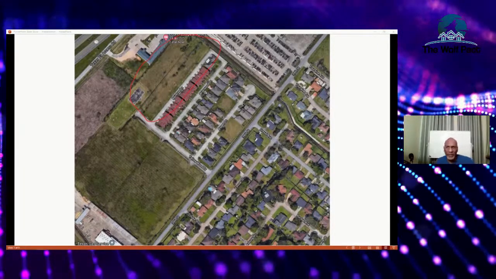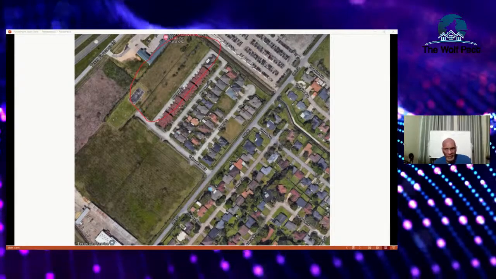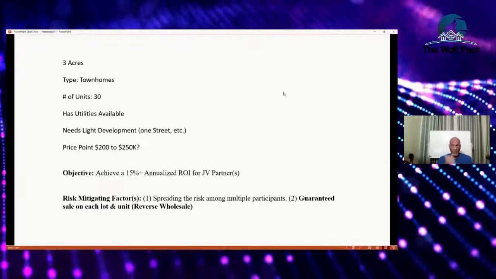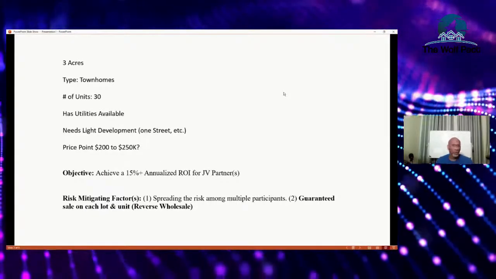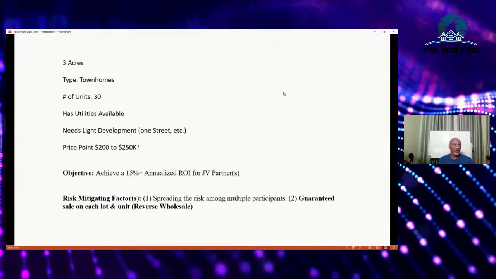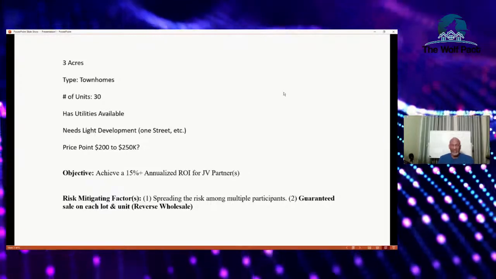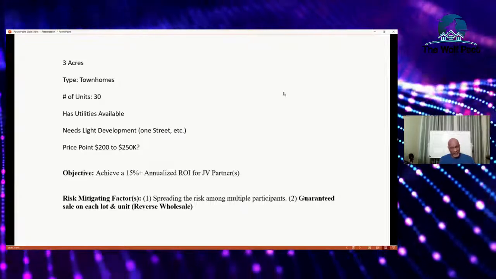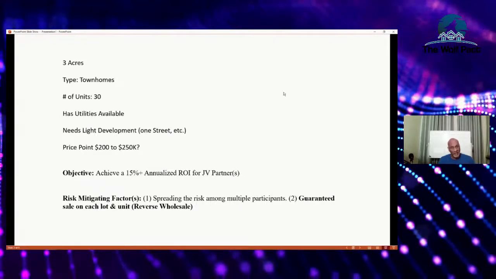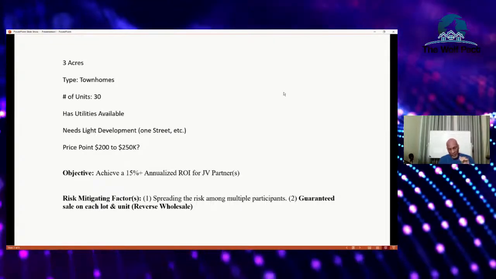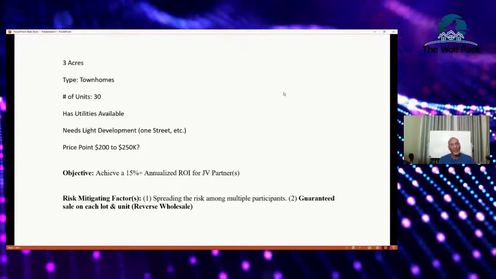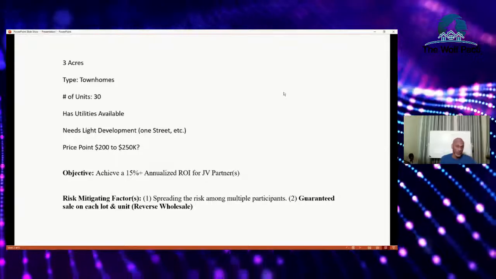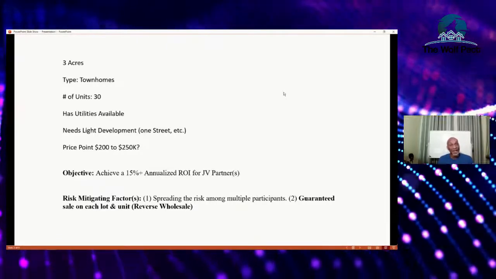So let's look at some of the specs. Okay, we got 3 acres. We're going to look at townhomes. We're going to look at 30 units. And again, this is how we would approach any land. Does it have access to utilities? How much development does it need? What type of property are we going to put on? Is it going to be multifamily? Is it going to be residential? Is it going to be commercial? And if it's residential, what type of residential?